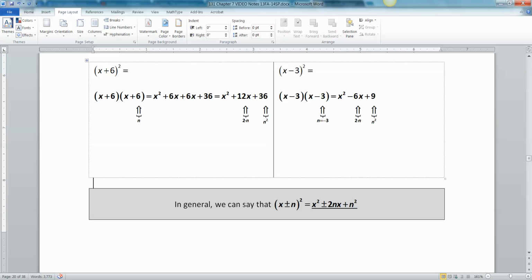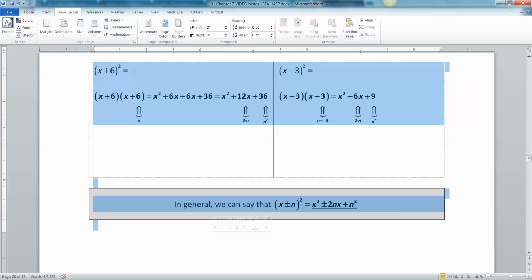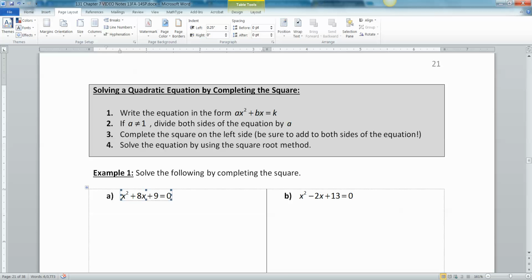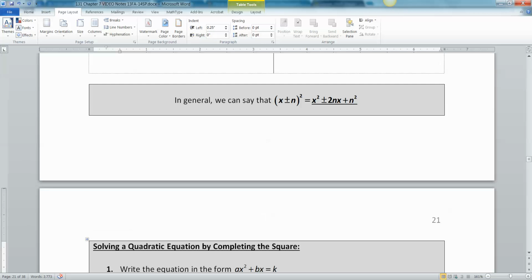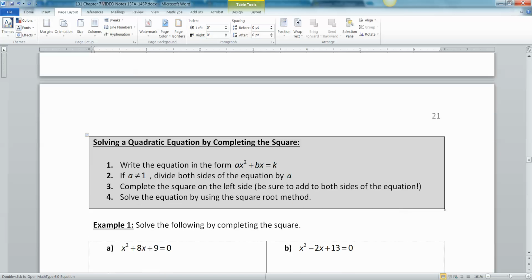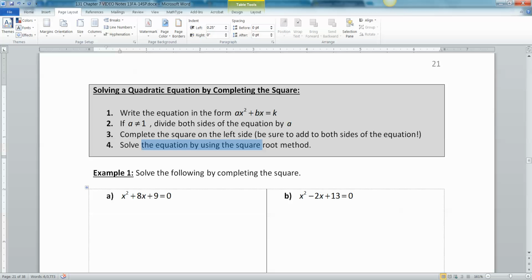Now this whole method up here, this idea is not used only for solving quadratics, but in intermediate algebra it becomes the big part for our course. And it has a bunch of different steps. So the first step is that we're going to have to make it so that it's of the form ax squared plus bx equals k. Then if a is not 1, we're going to have to divide by a to make it 1. Then we're going to complete the square. That's this technique over here. We're basically going to try to figure out what we can do to make it turn into a parentheses squared. That's our goal, right? And then solve the equation using the square root method that we learned in the last section.